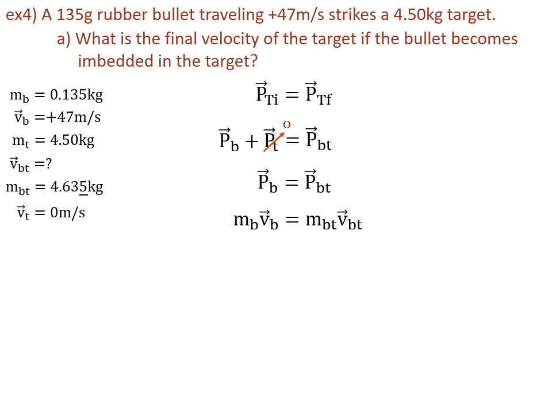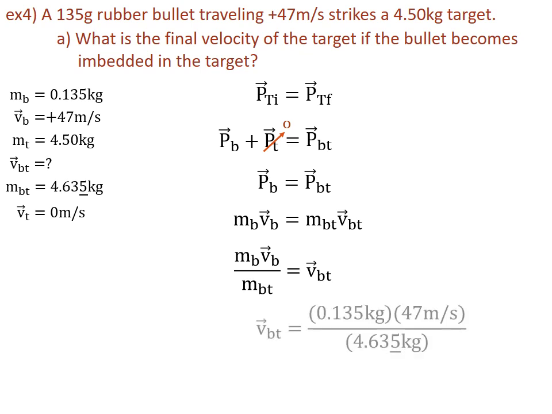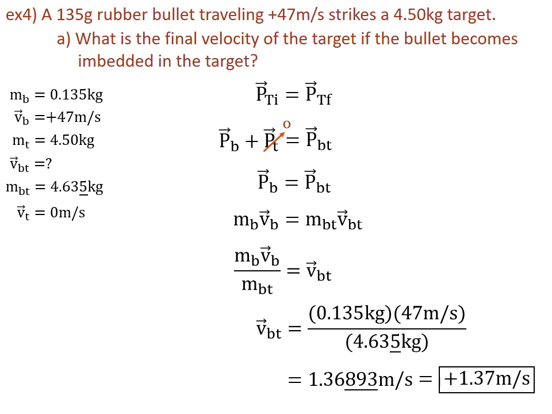Momentum equals mass times velocity, so momentum of the bullet equals mass bullet times velocity bullet, and momentum of the bullet in the target equals the mass of the bullet in the target multiplied by velocity of the bullet in the target. I'm looking for velocity of bullet target, so I divide both sides by M_BT. Now I can sub my numbers in, and that gives me 1.37 meters per second.